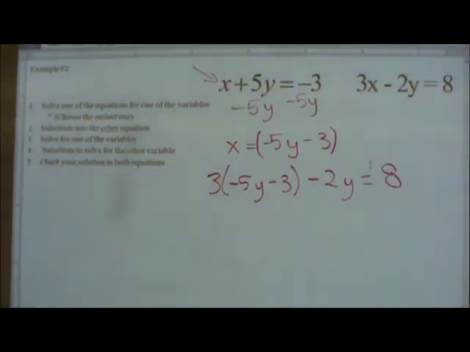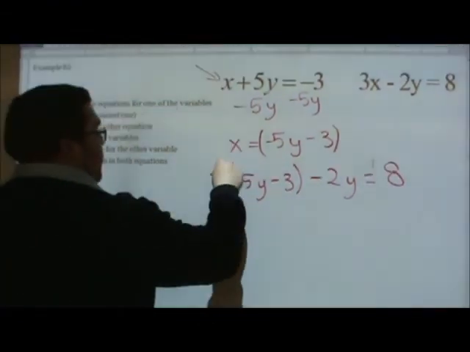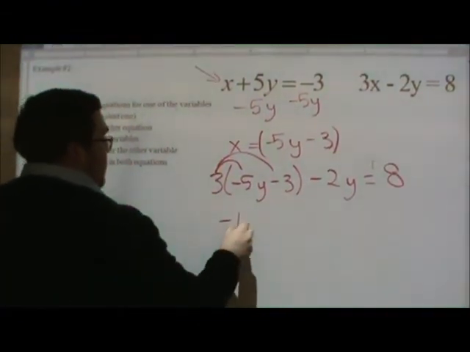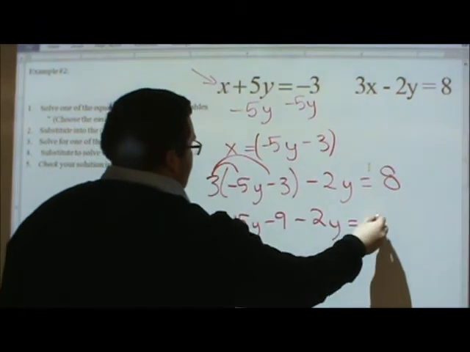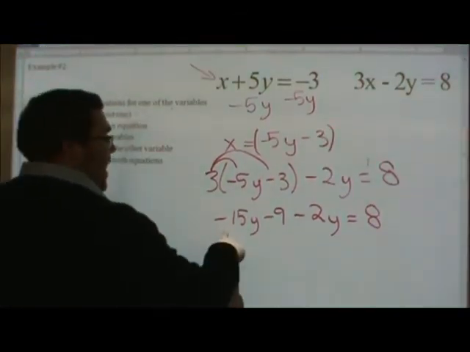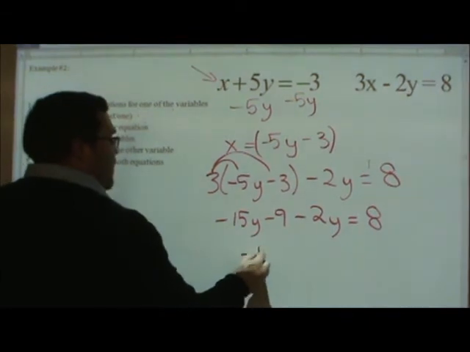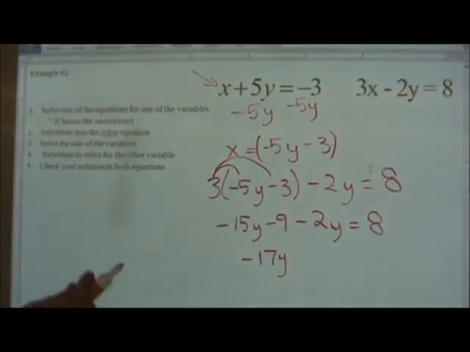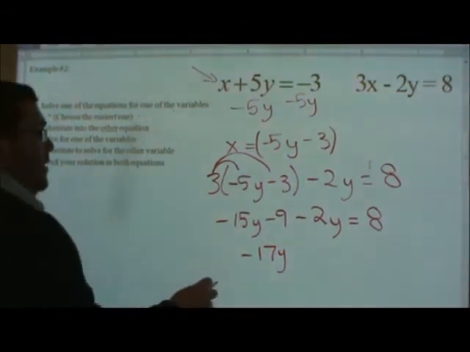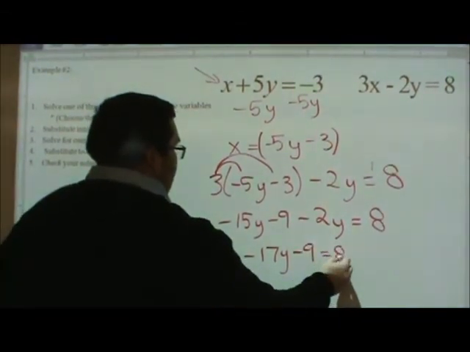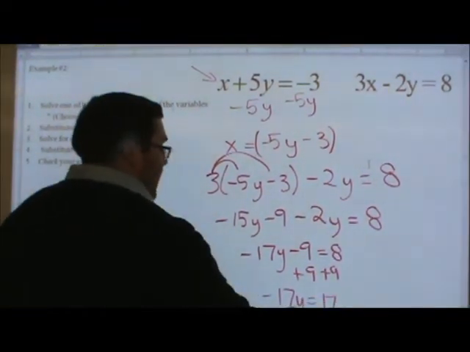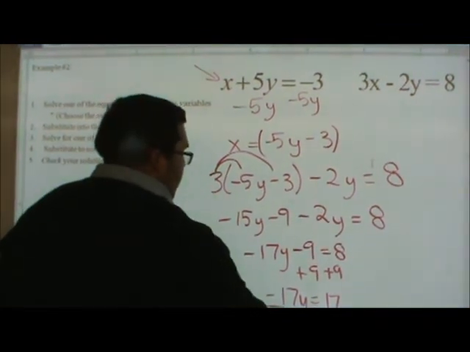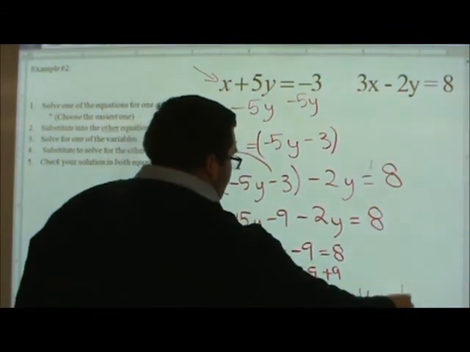Now from here, we're going through the next step. We need to solve for y using those Algebra 1 Part 1 pre-algebra skills. We'll distribute. Rewrite everything else. Combine our like terms. Negative 15y, negative 2y on the same side, so we're keeping the sign. Negative 17y minus 9 equals 8. We can add 9 and get negative 17y equals 17. When we divide, we know we get y equals negative 1.